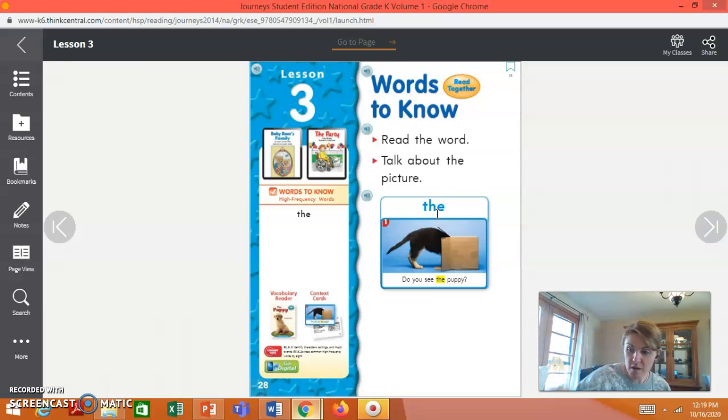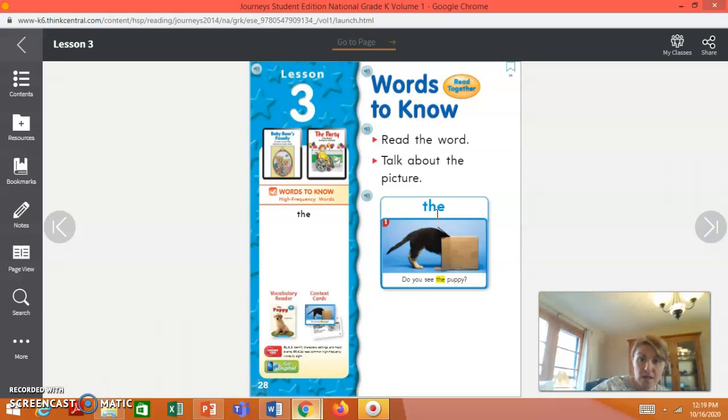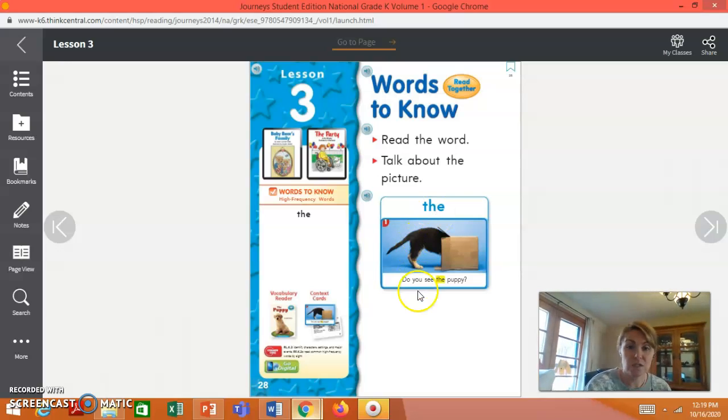So this is the pencil. I have a book. Sometimes I can say, "Will you get me the book?" And this sentence is, "Do you see the puppy?" Do you see the puppy? And it's spelled T-H-E.